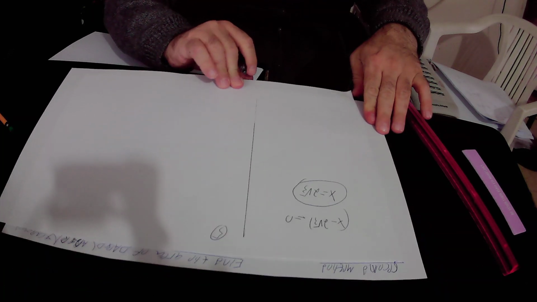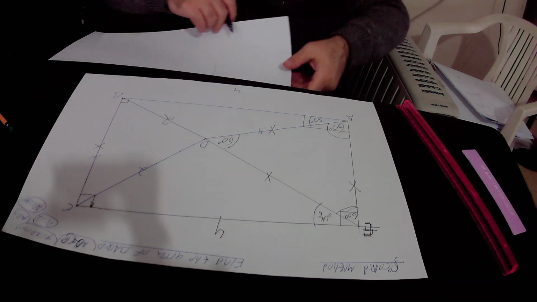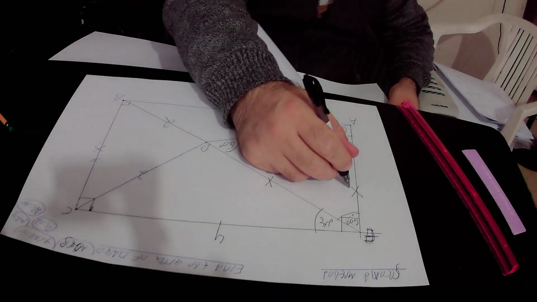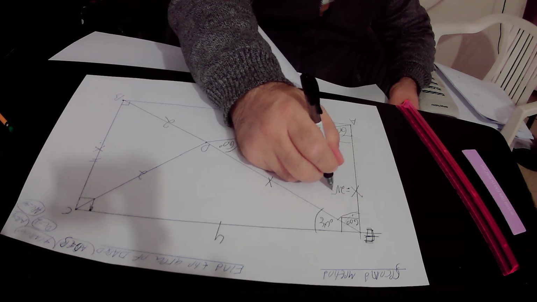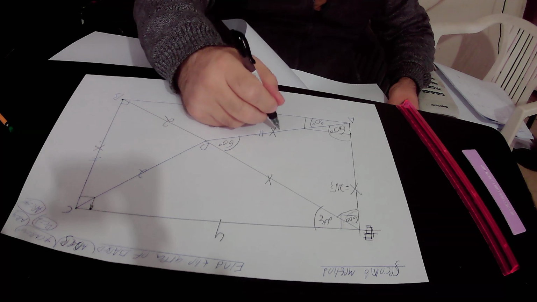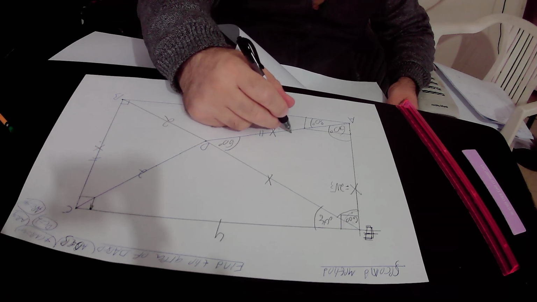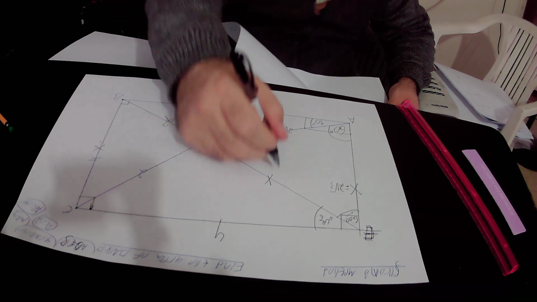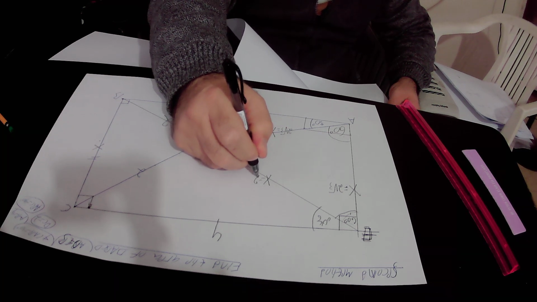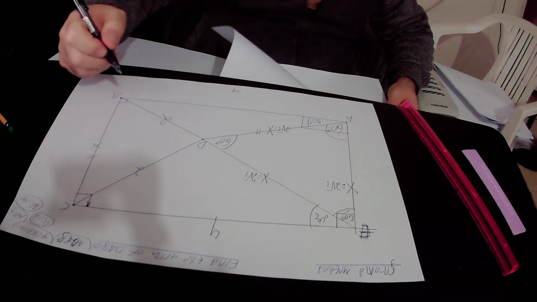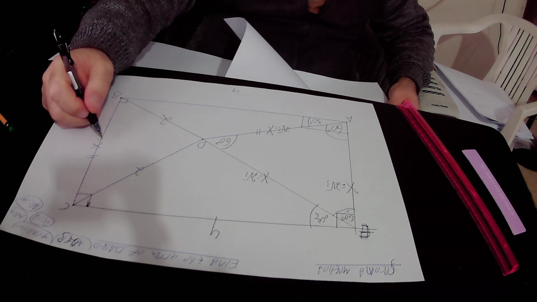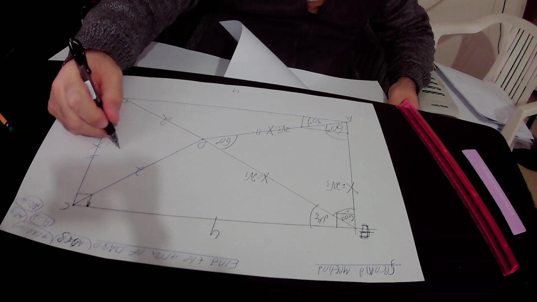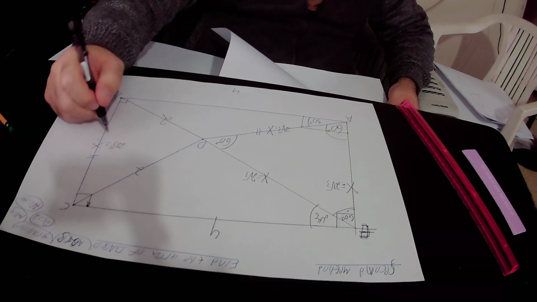So we can write here that x equals 2 times square root of 3 units, and also here, and here, and here also, x equals 2 times square root of 3 units.